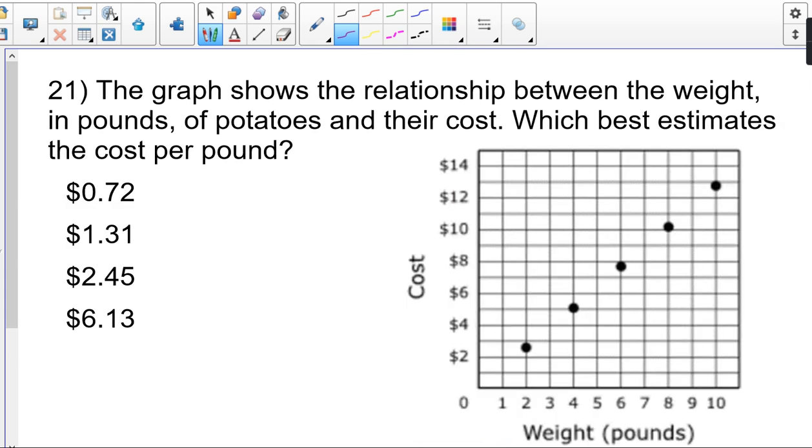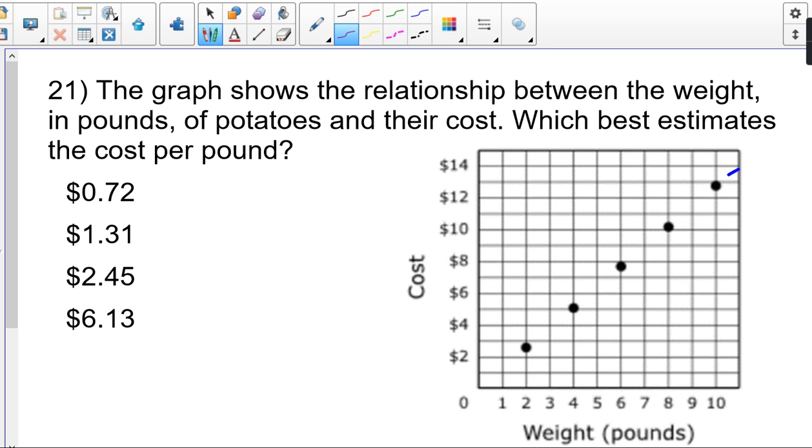Okay. Question 21. The graph shows the relationship between the weight in pounds of potatoes and their cost. Which best estimates the cost per pound? So we're trying to figure out the cost for each pound. This is directly proportional. Okay, this starts at 0, 0. So we're just looking for a rate of change on this. So we could use any 2 points.